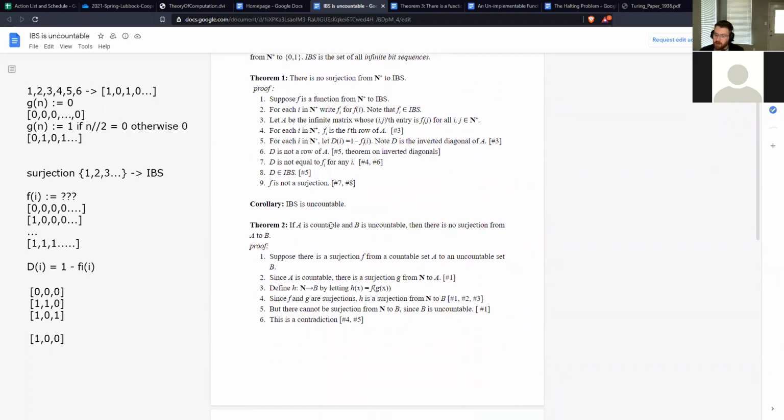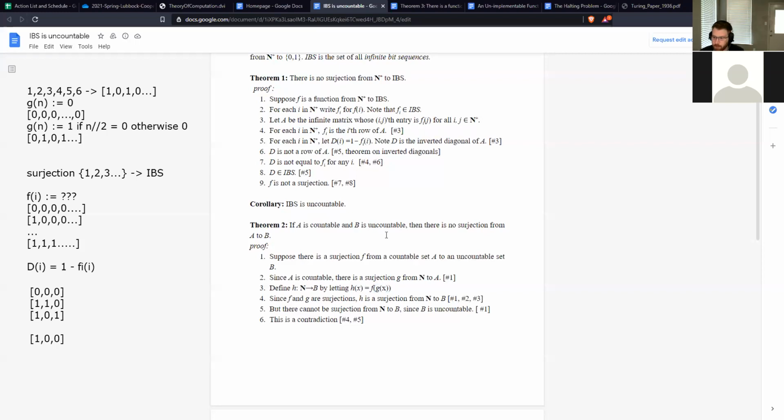So we have a theorem here. If A is countable and B is uncountable, then there is no surjection from A to B. Here's a quick proof. Suppose there is some surjection. Since A is countable, there is a surjection from N to A. This may need to read N plus, I don't remember. Now we're going to define a new function, h, which goes from N to B. Let h be some function of composition.